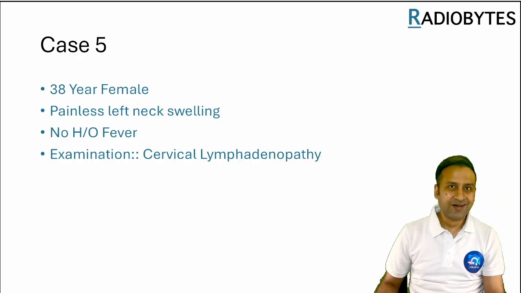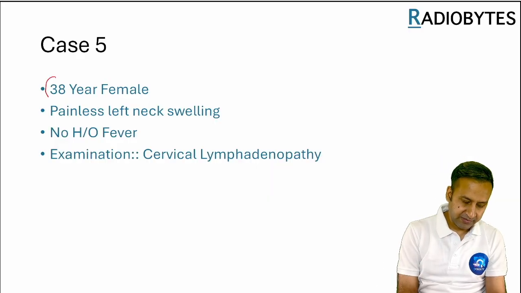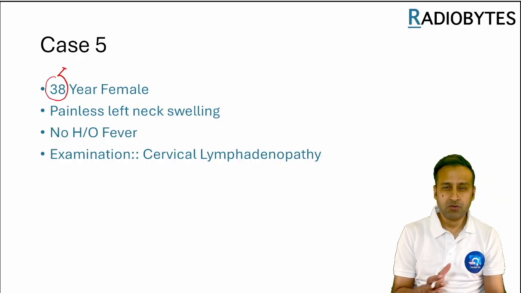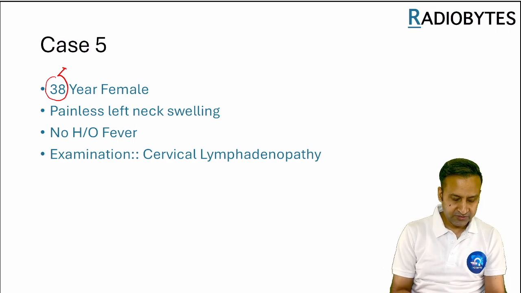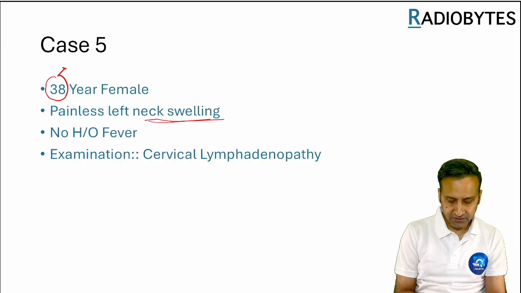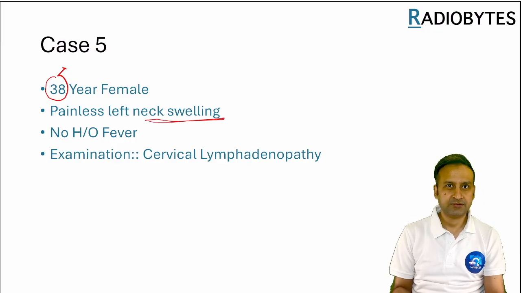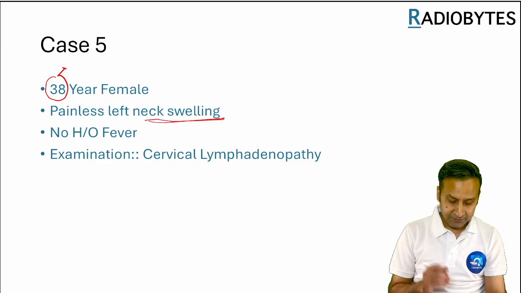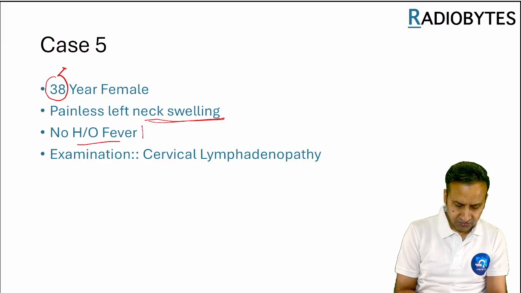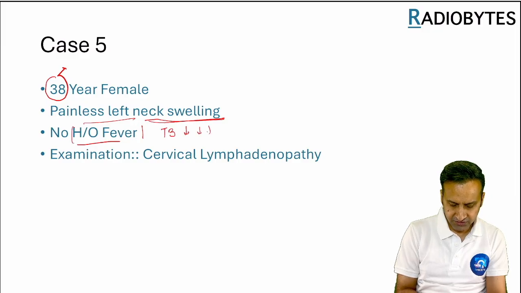Now, let's come to our last case. This is a middle-aged female, 38 years. Till now, all we're dealing with are young females. This 38-year-old female was having a painless left neck swelling. Again, when there is a painless swelling in the neck, it is suspicious. Either it's a lymph node or it might be something else. But there was no history of fever, no constitutional symptoms. So TB was slightly down the list. We didn't think of TB.